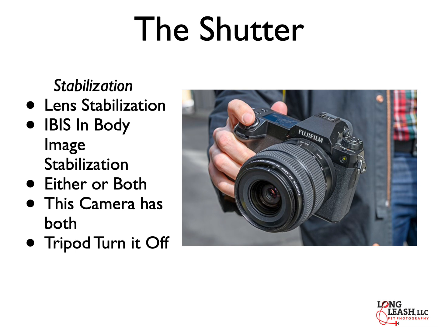So you can handhold this camera at really slow shutter speeds without using a tripod. Of course, to get really long exposures, you still should use a tripod, but if you do, remember to turn the stabilization off.